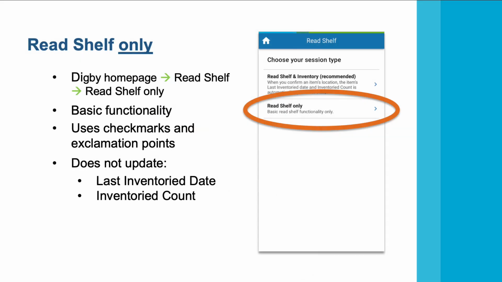You can also complete these workflows individually, depending on what you're trying to accomplish. Choose the Read Shelf Only option when your goal is to review shelf order. This workflow helps you identify items that may be missing or out of place by comparing what's on the shelf to what's expected. It's important to note, it does not add or update inventory data. Use this option when you want to validate accuracy and order on the shelf.